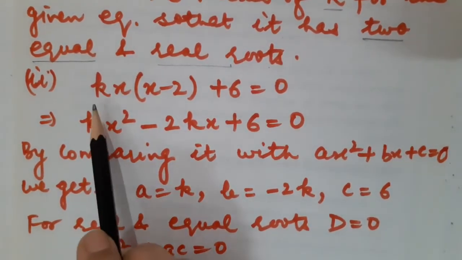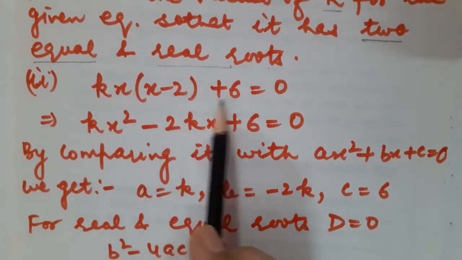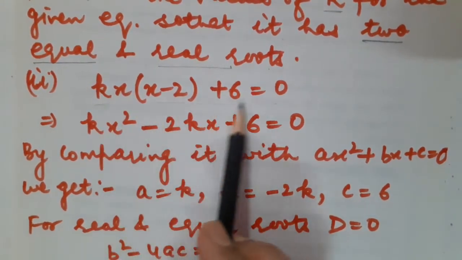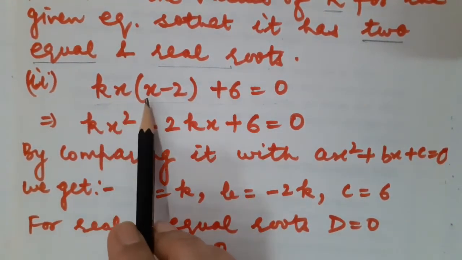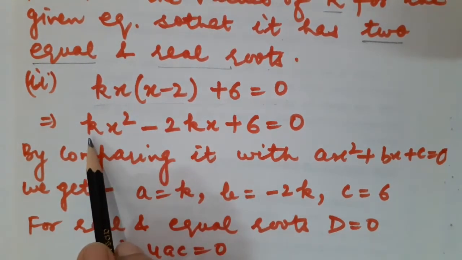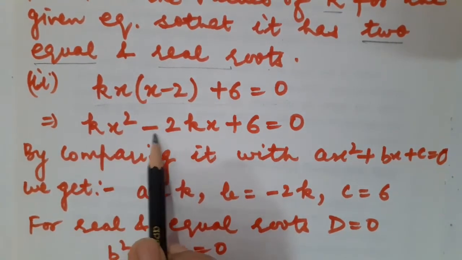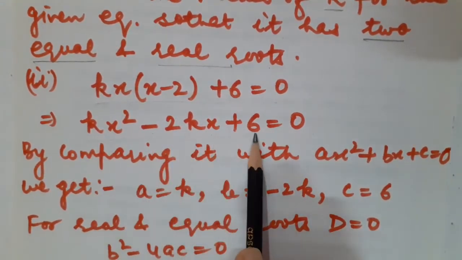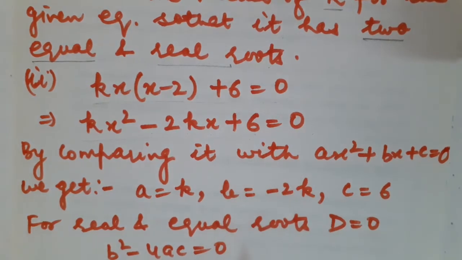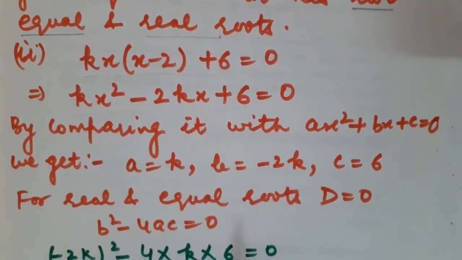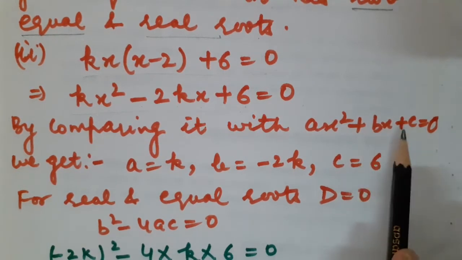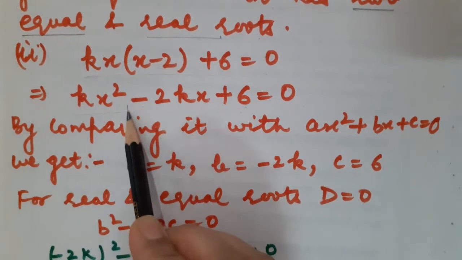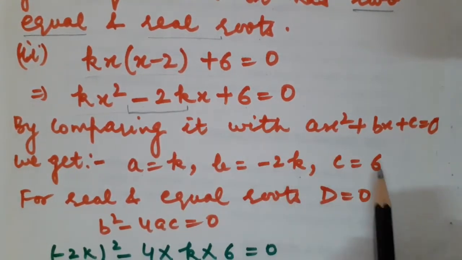So I am going to take the second question, second part. The statement is kx into x minus 2 plus 6 is equal to 0. Children, this is not the generalized form of a quadratic equation. So I am going to multiply kx by x minus 2. It would become kx square minus 2kx plus 6 is equal to 0. Now this is the generalized form of a quadratic equation. By comparing it with its generalized form, that is ax square plus bx plus c is equal to 0, we get a is equal to k, b is equal to minus 2k and c is equal to 6.